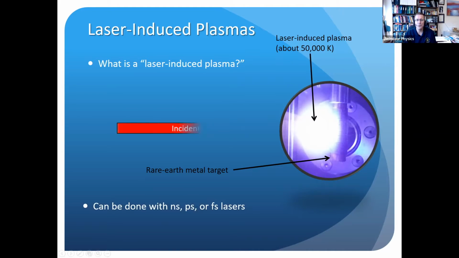So this can be done with nanosecond, picosecond, or femtosecond pulse lasers. So these are lasers that are a billionth of a second long, or a trillionth of a second long, or I don't even know what that is, a quintillionth of a second long. Really, really short pulses of laser light is what you need, and that's why they're expensive.